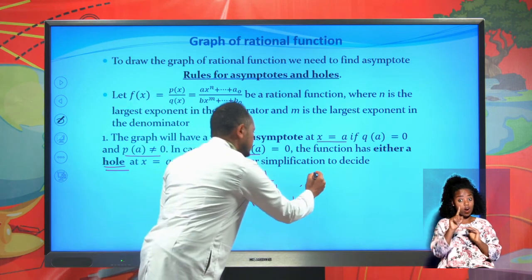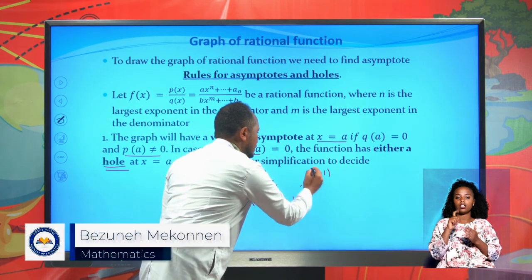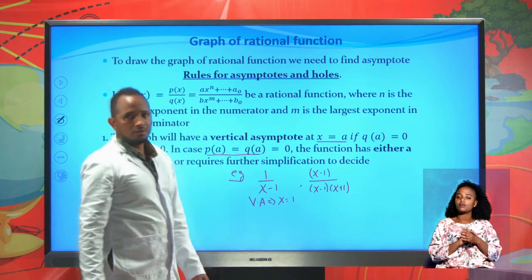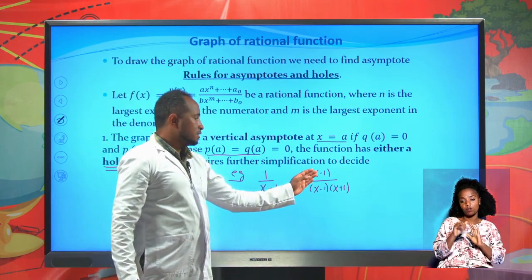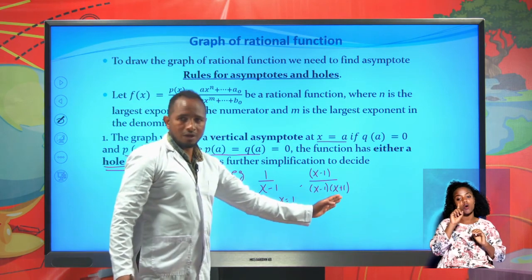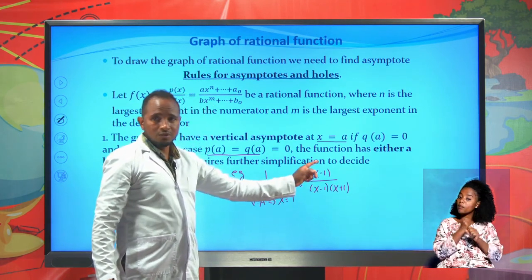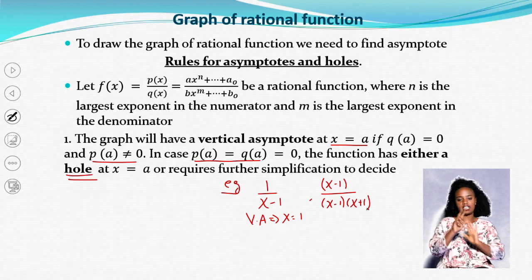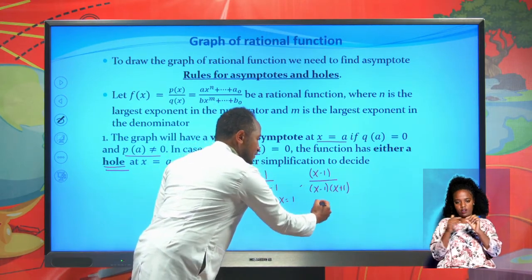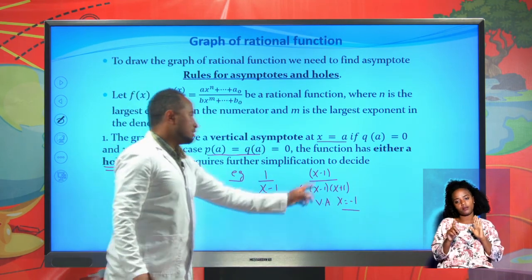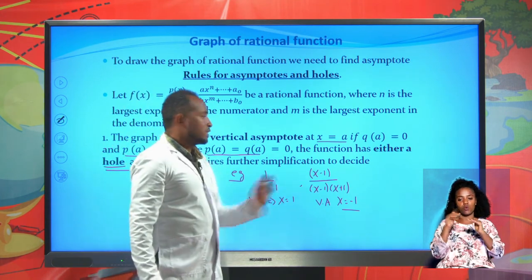If you take x minus 1 over x minus 1 times x plus 1, the values of x that make the denominator 0 are 1 and negative 1. But 1 makes both the numerator and the denominator 0. In this case, 1 is not a vertical asymptote. The graph will have a hole at x equals 1, and the vertical asymptote will simply be x equals negative 1. It has a hole at x equals 1 since it makes both numerator and denominator 0.